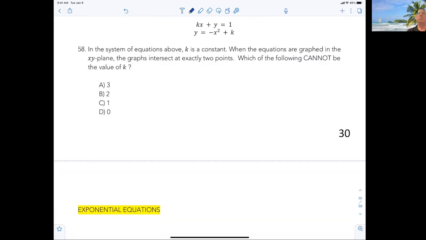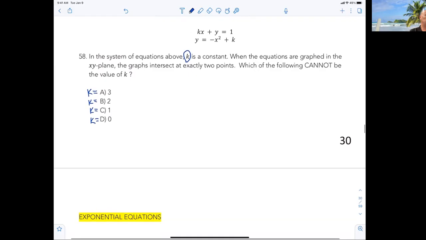Now, here is where I'm going to help you out a bunch. All right. Because again, listen to me. What cannot be the value of K? So I want everybody to come down next to A and I want you to put K equals. The graph intersects at exactly 2 points.